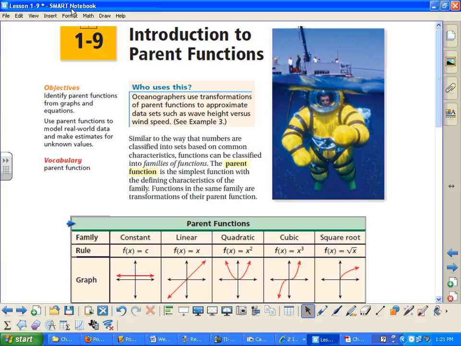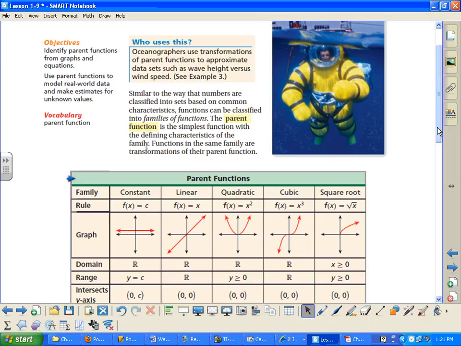Right, so we're going to finish up chapter 1 with lesson 1.9, Introduction to Parent Functions. There's a chart of some of the parent functions here. And if you look over on the board over there, there's a poster that says parent function that tells all of them.